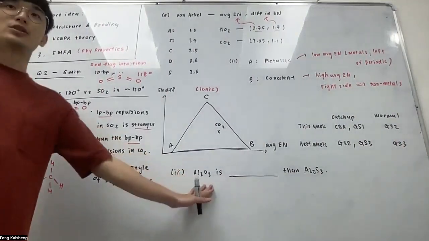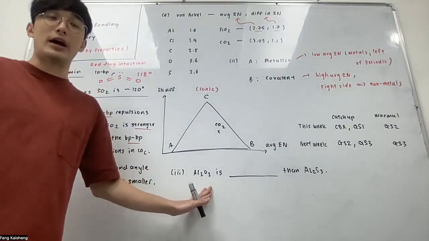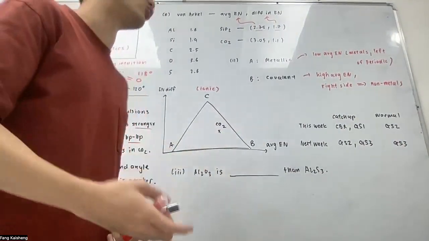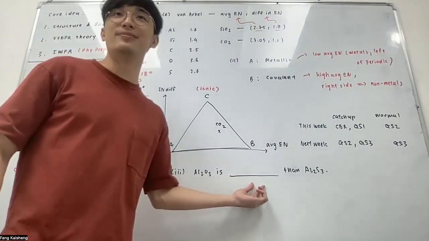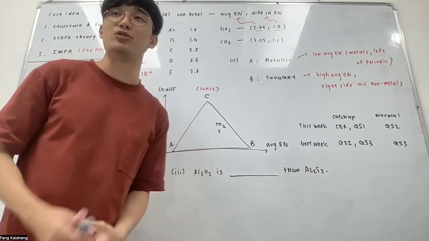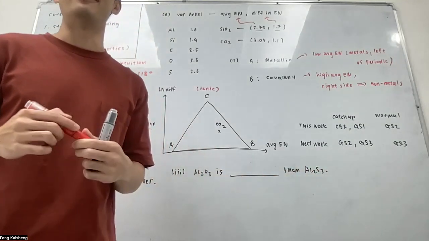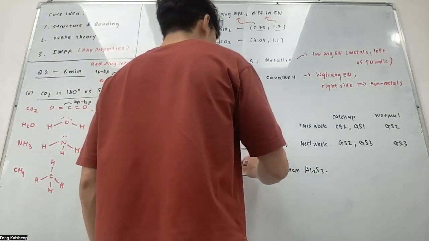Right, then finally, last question. Now, the last question should be easier, but I want to recap a concept that I've gone through with you guys before. Okay, take a look at this. Al2O3 is what's the answer? More than Al2S3. What do you get? Okay, you all should get it correct already, I think. Okay, more ionic.